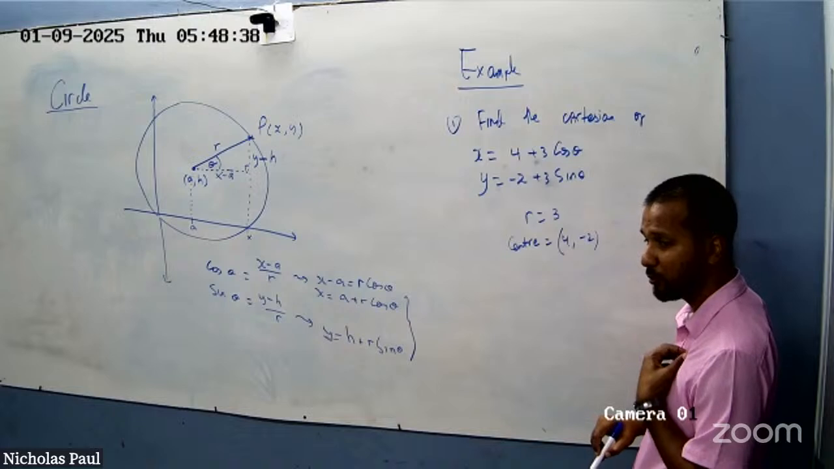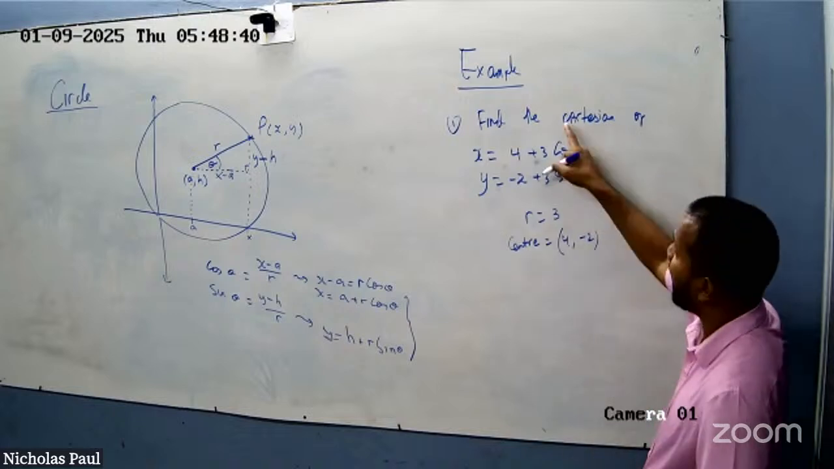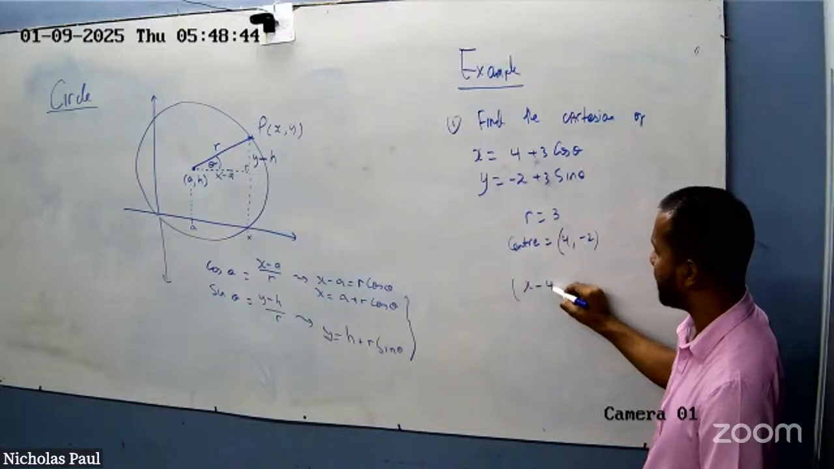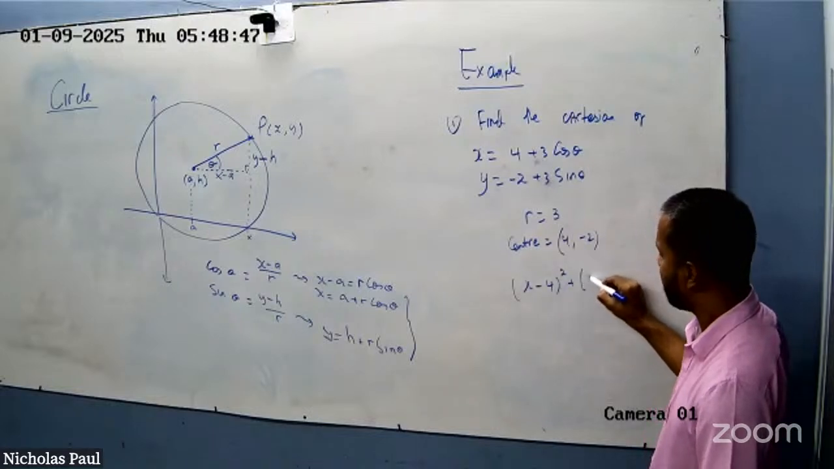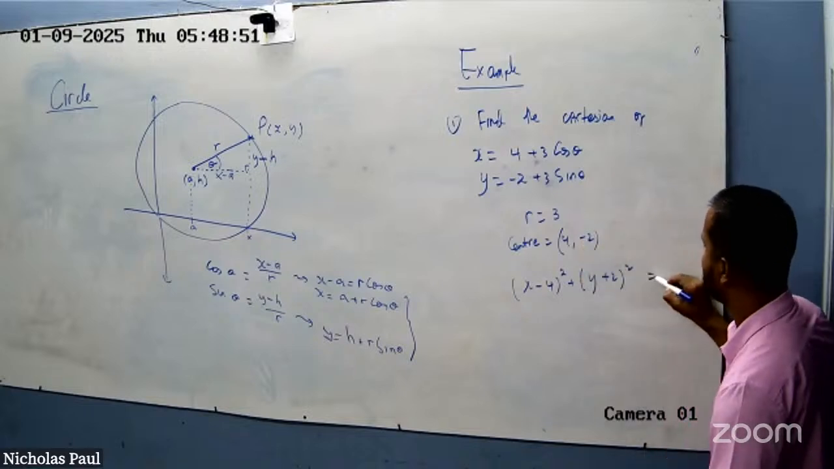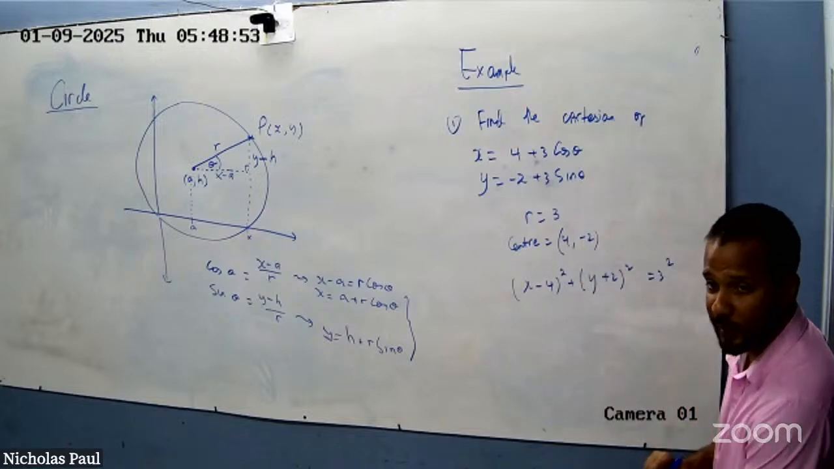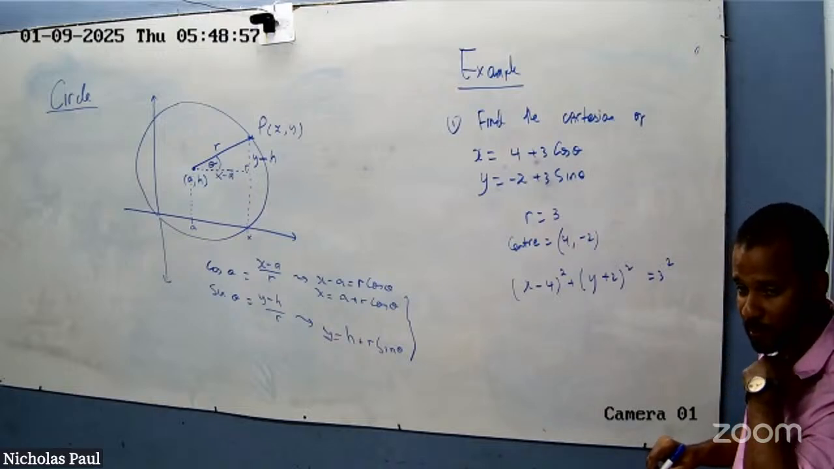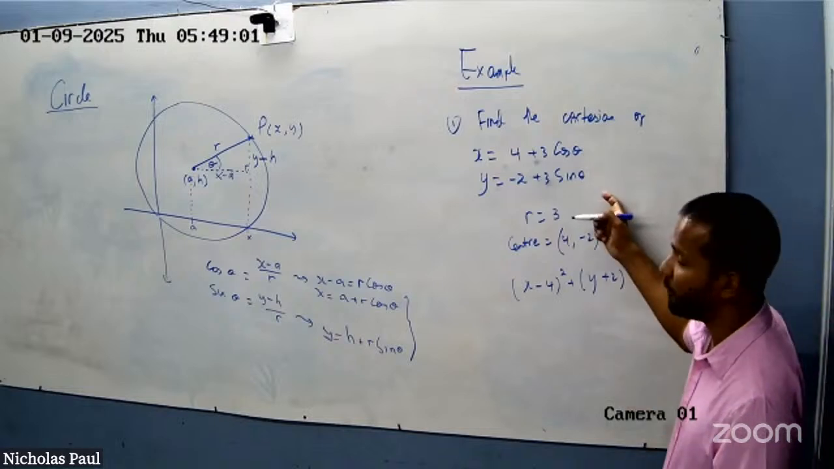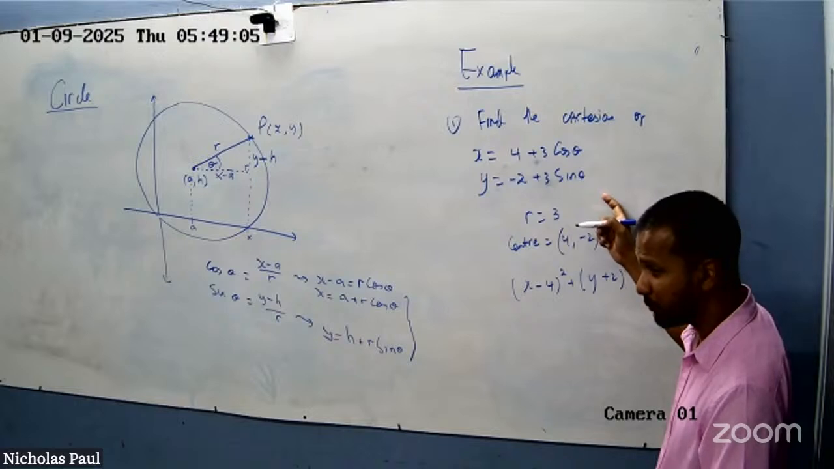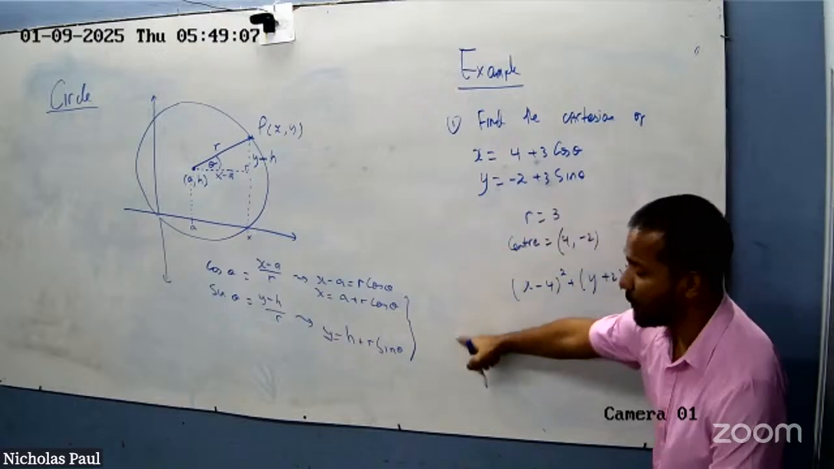But I have to give the Cartesian, so you still have to write it like this: x minus 4 squared plus y plus 2 squared, because there's a minus here, is equal to 3 squared. So I put it in the form there for you. I take this and I put it in this form.